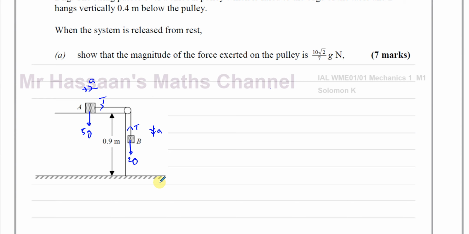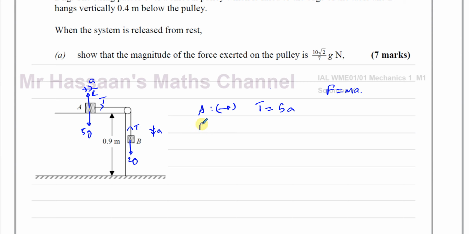So let's consider the particle A. The other force acting on A is the reaction force upwards. There's no force opposing its motion because there's no friction in the system. So if we consider A, and I'm going to take this direction as positive, I can say that T is equal to 5a, because the resultant force equals mass times acceleration. There's no other force except tension acting in this direction. So T equals 5 times a.